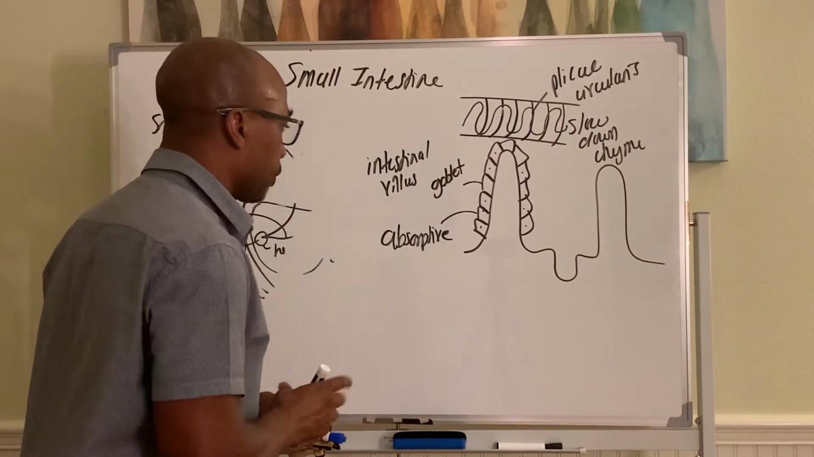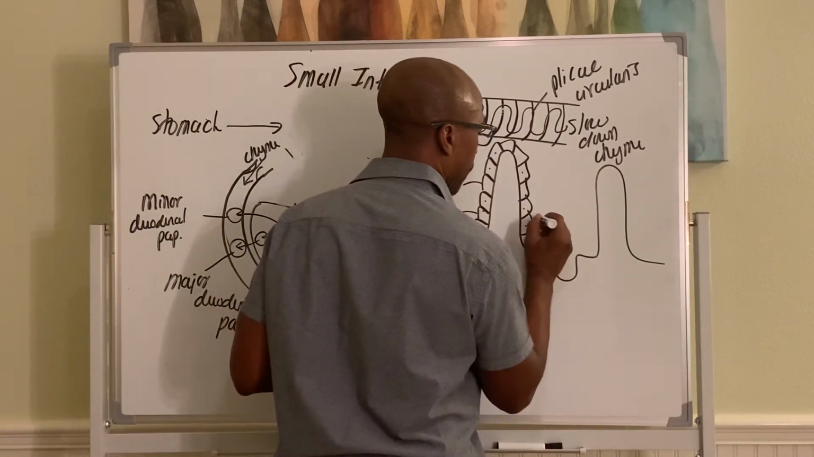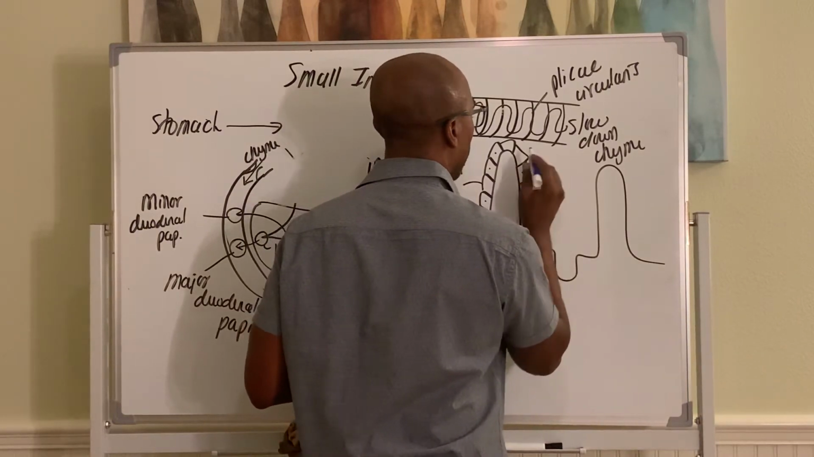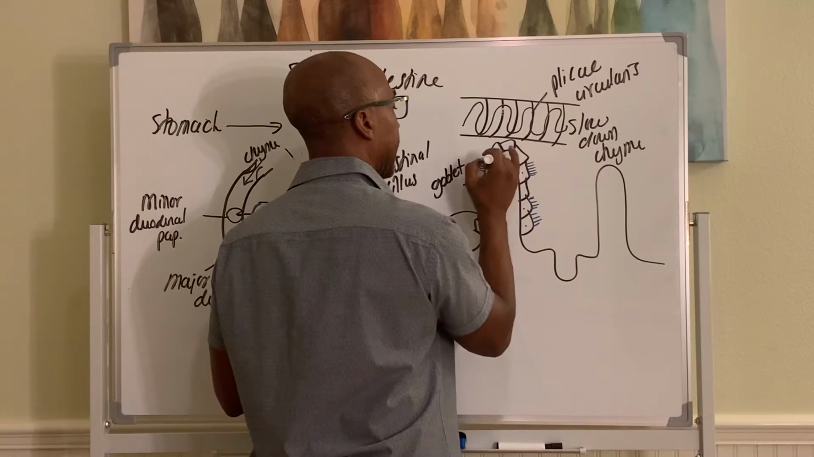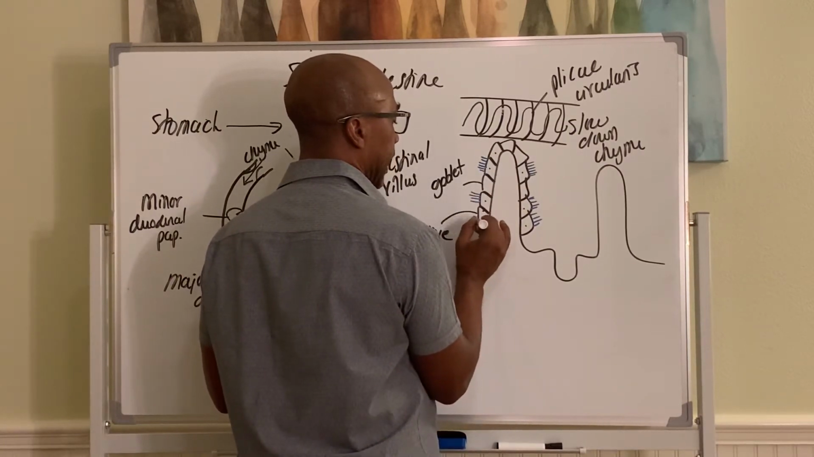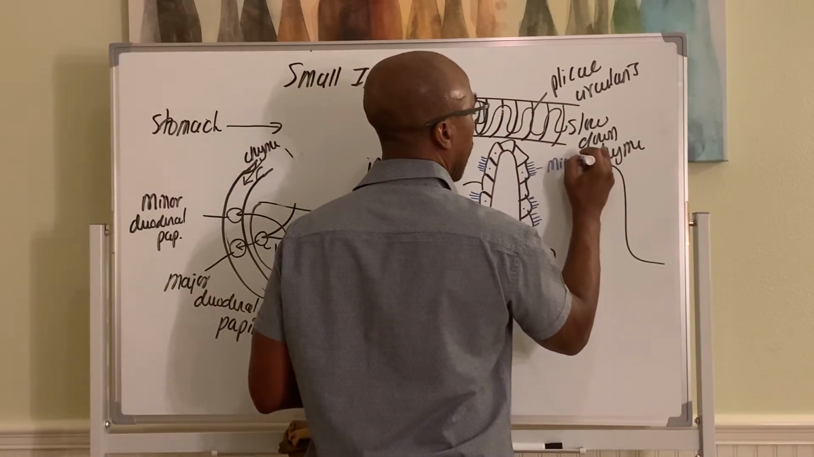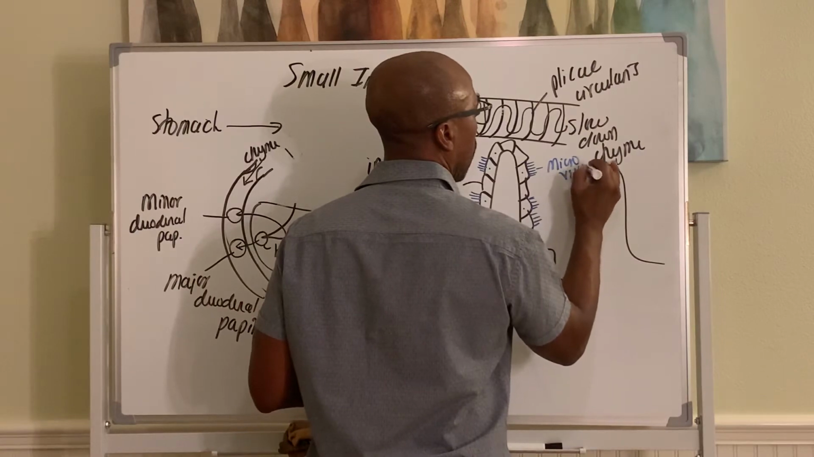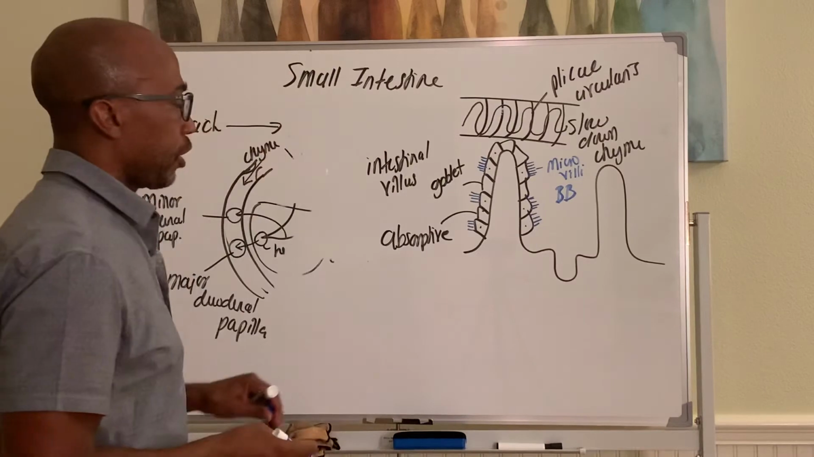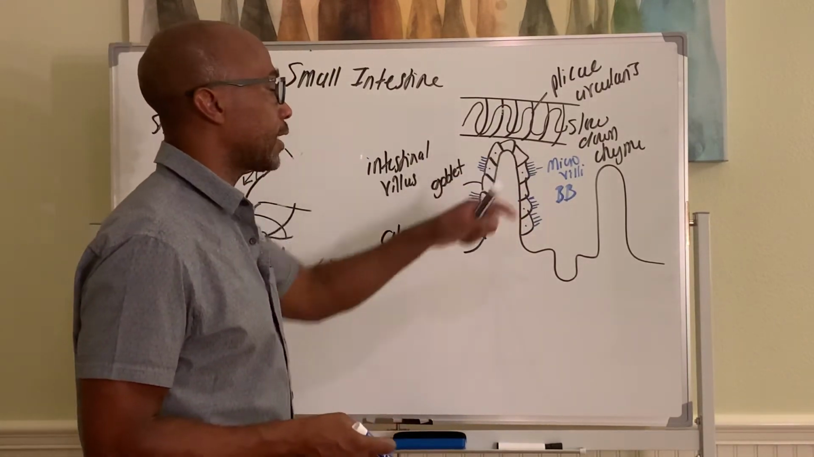And on top of your absorptive cells, you have this fuzzy border called microvilli, also called the brush border. These make enzymes called brush border enzymes which are critical in digestion. So this is the microvilli, also called the brush border, okay? And they're only on top of the absorptive cells, not on top of the goblet cells.